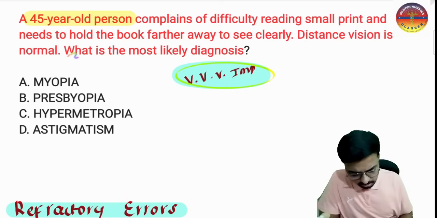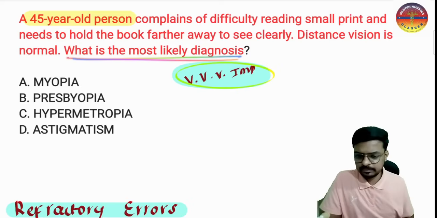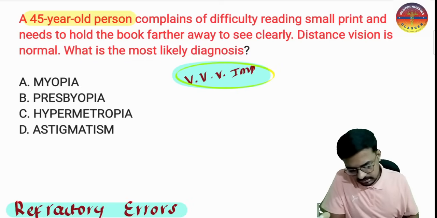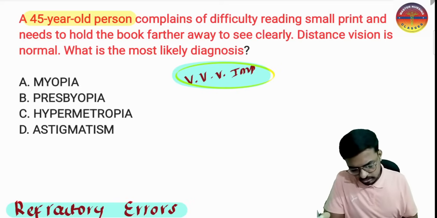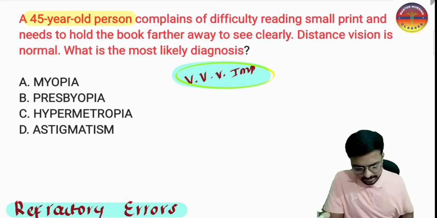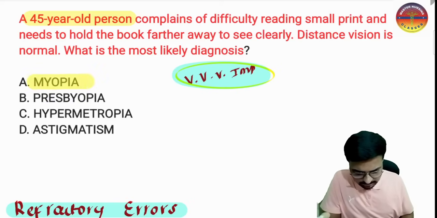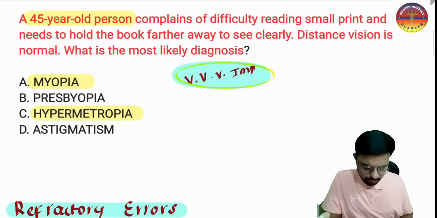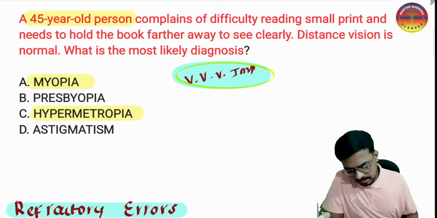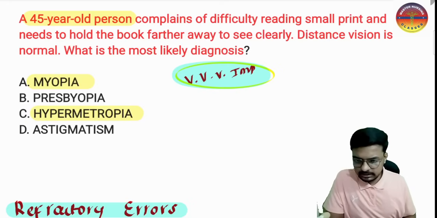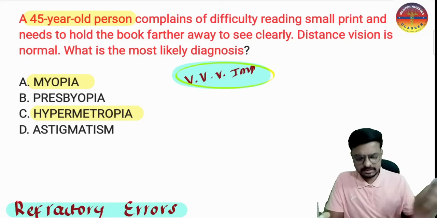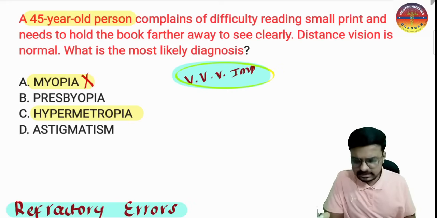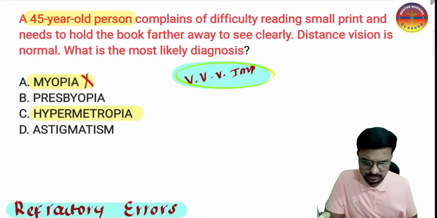So what is the most likely diagnosis? The two words we have here are myopia and hypermetropia, or hyperopia. What happens in myopia? We also call this nearsightedness. The patient is able to see near things and unable to see far away things. That's myopia, so it is the exact opposite of the question given here.